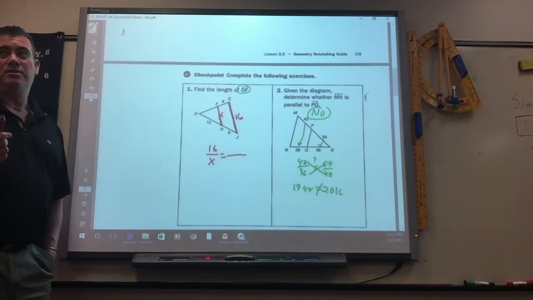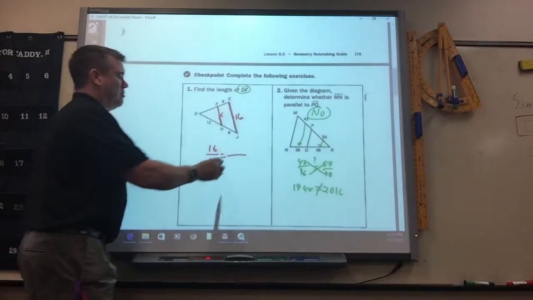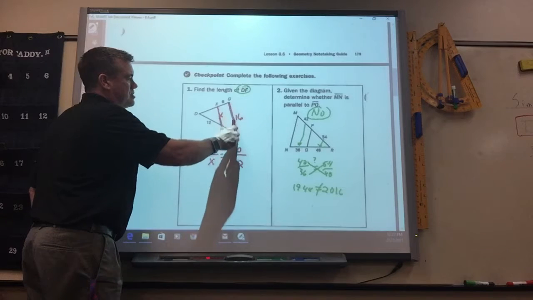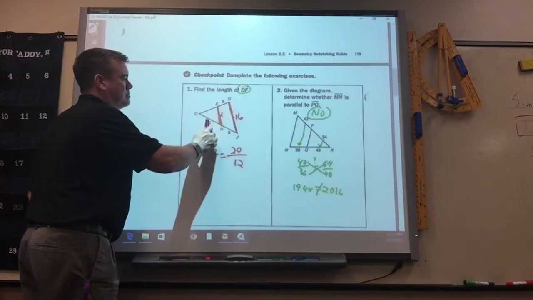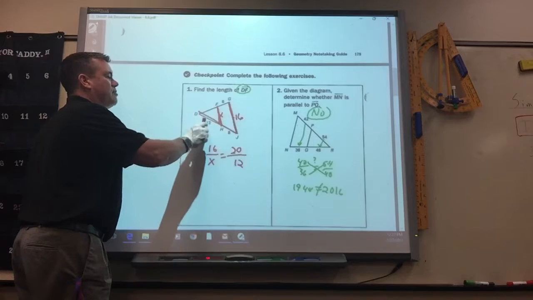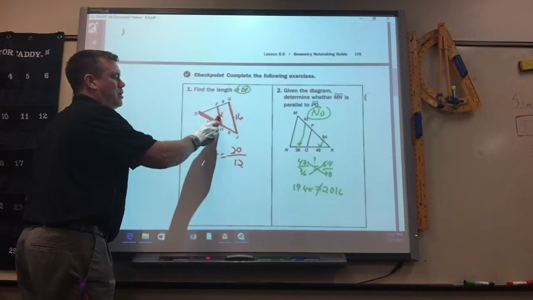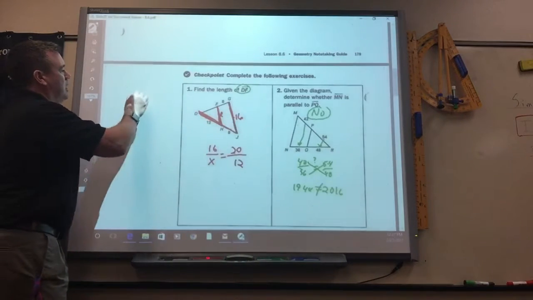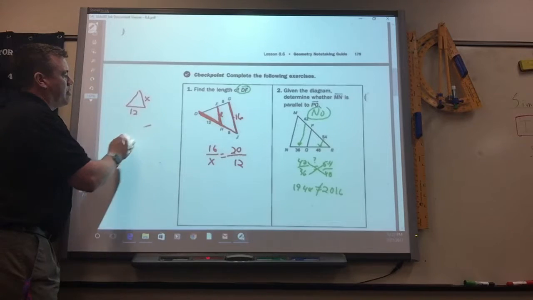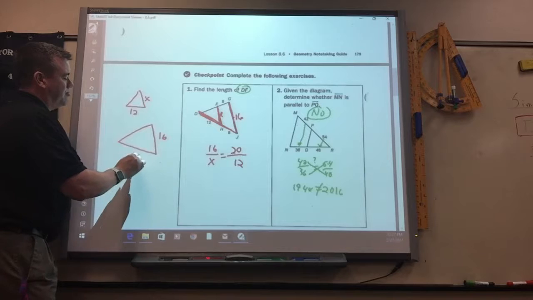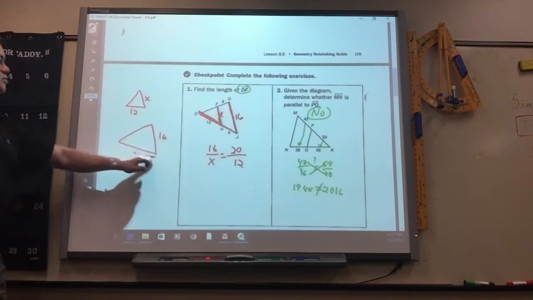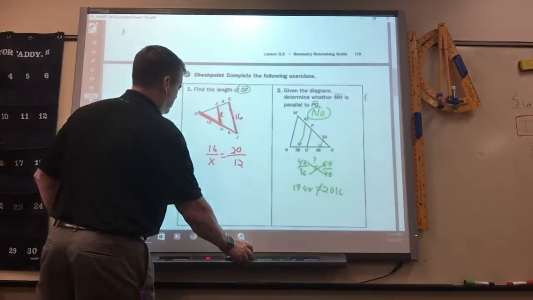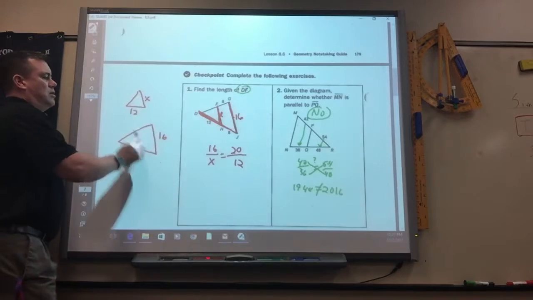20 over 12. Yeah, but the reason why is this is the bottom of the whole thing and this is the bottom of the small one. Okay. So then I'd have to put the side of the whole thing, which is 20, over the side of the small one, which is 12. Well, that's kind of funny. This is one where if I drew these separate, then it's easy to see. Because this whole side is 20. X to 16 equals, oh, I did write it backwards, didn't I? No, I went 16 to X, 20 to 12.